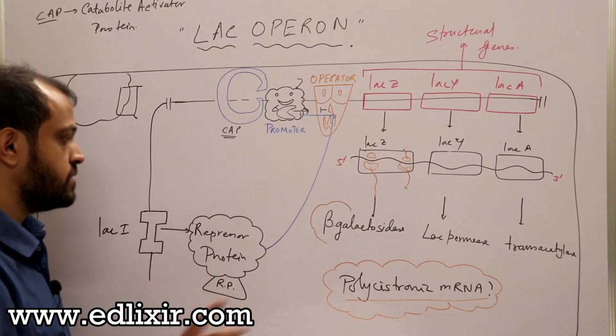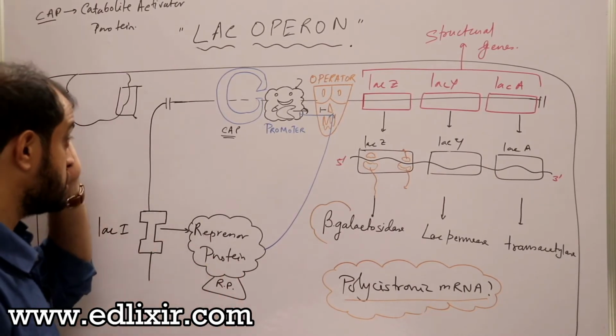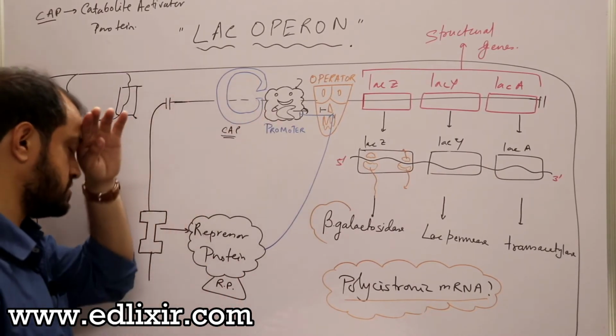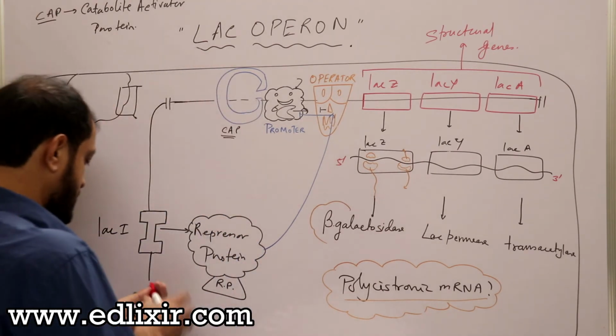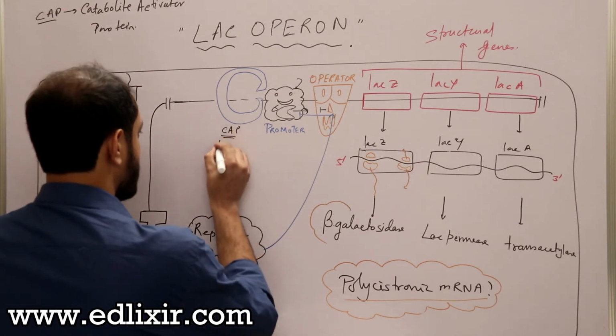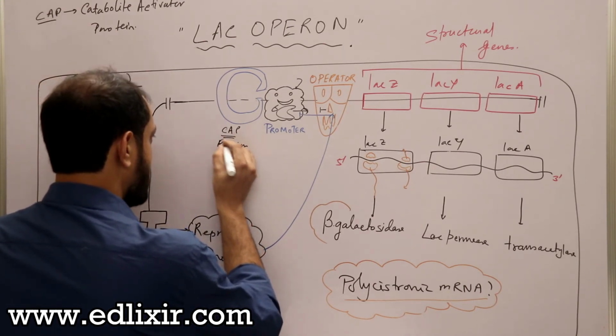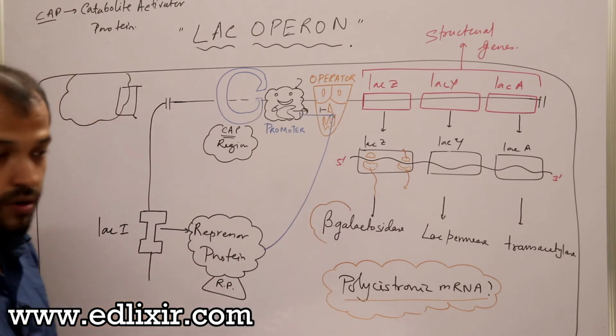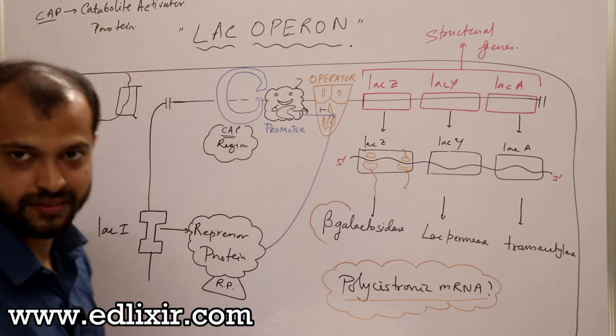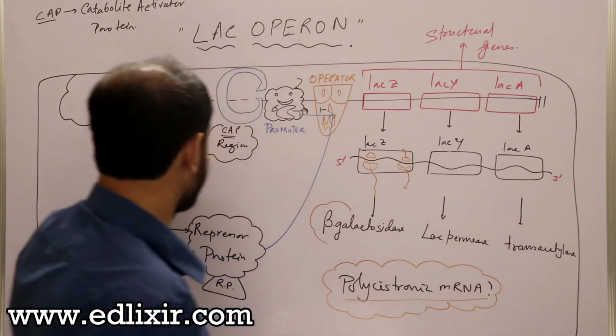Okay, so we have discussed polycistronic mRNA and all these controlling elements, the CAP region. Now listen. This is the CAP region. That means in the CAP region, CAP protein, or catabolite activator protein, will sit. Clear? This is the CAP region.